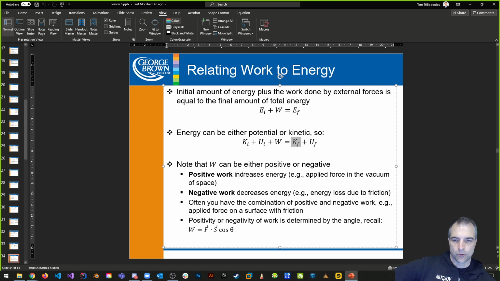So again, positive work increases the energy, as with a force applied in the vacuum of space, for example. Negative work decreases the energy. An example would be energy loss due to friction, like we talked about. Often you have a combination of positive and negative work because we want to take the sum of all forces on a particular system. Positivity or negativity of work is determined by the angle. Recall that work is equal to the force vector times the displacement vector times cos theta, where displacement is s in this scenario.